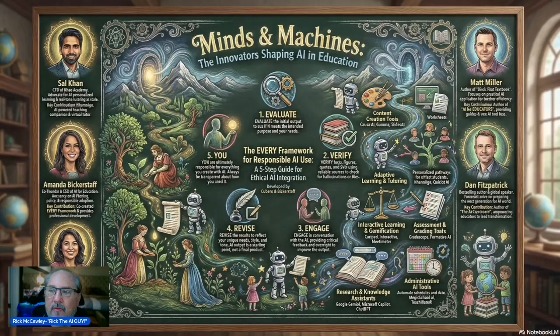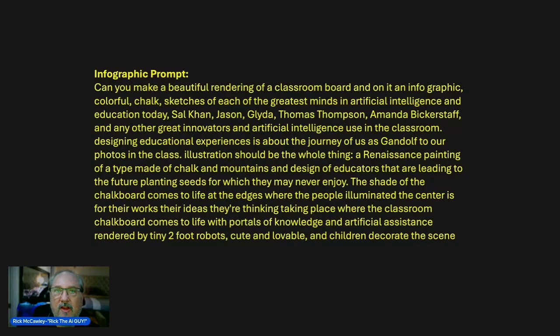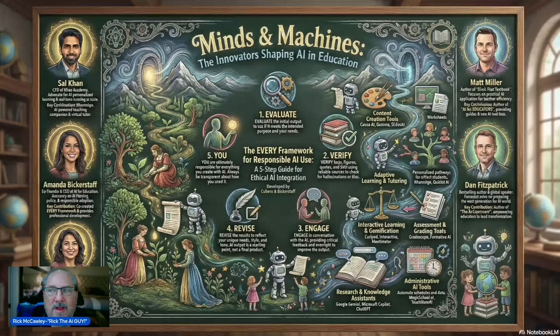All this is from that prompt you just saw a second ago, as I'm going to show you. It's, can you make a beautiful render of a classroom board and an infographic, with colorful chalk sketches of each of the greatest minds in artificial intelligence education today? Sal Khan, Jason Gulya, Thomas Thompson, Amanda Bickerstaff, etc. It didn't get all the people that I suggested, but I said, find the most amazing people. And I knew Dan Fitzpatrick. That's not a great picture of him. I'll go back and fix it before I show it to anybody.